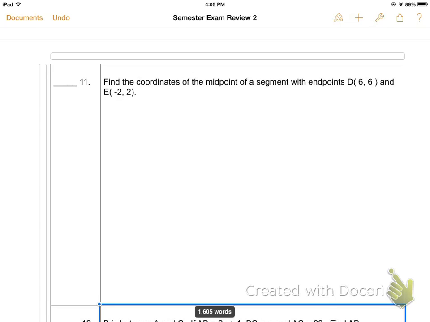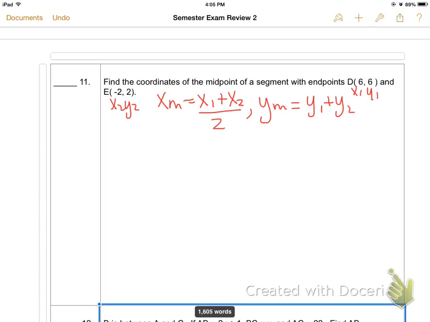Number 11, find the coordinates of the midpoint of a segment with endpoints (6, 6) and (-2, 2). So this one we're going to start with labeling our points x1, y1 and x2, y2. Since it's coordinates, we're going to have to find the midpoint of our x's and then find the midpoint of our y's. This equation will also be given to you. So x midpoint is x1 plus x2 divided by 2. And your y midpoint is y1 plus y2 divided by 2.